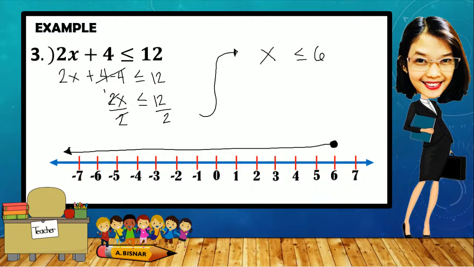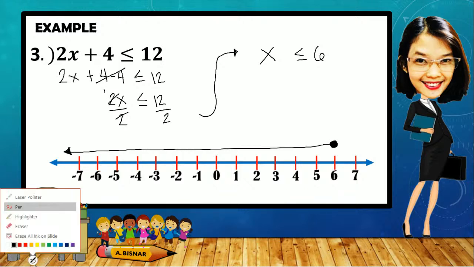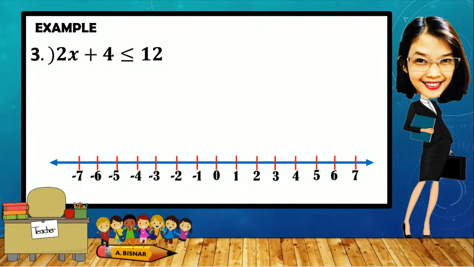Oo nga no. Buti na lang na itanong mo yun. Muntik na. At least hindi pa tayo nag-off. Let's delete this. Let's resolve. 2x plus 4 minus 4. We forgot to subtract 4. So, 12 minus 4. Thank you for that, Michiko.